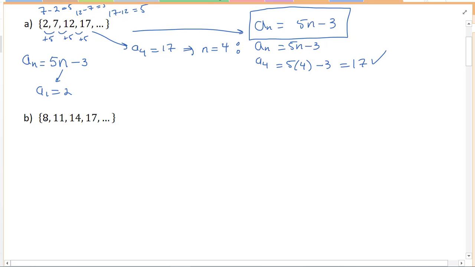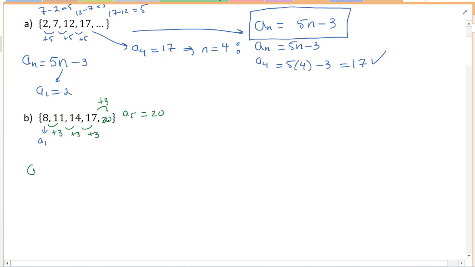Here we go from 8, which is our a sub 1, to 11, then to 14, then to 17. You may have already spotted that. What are we doing to get from 8 to all the other terms? It looks like we're adding 3. So what will the next term be? Add 3, we would get 20, right? So 1, 2, 3, 4, 5. So a sub 5 looks like it would be 20.